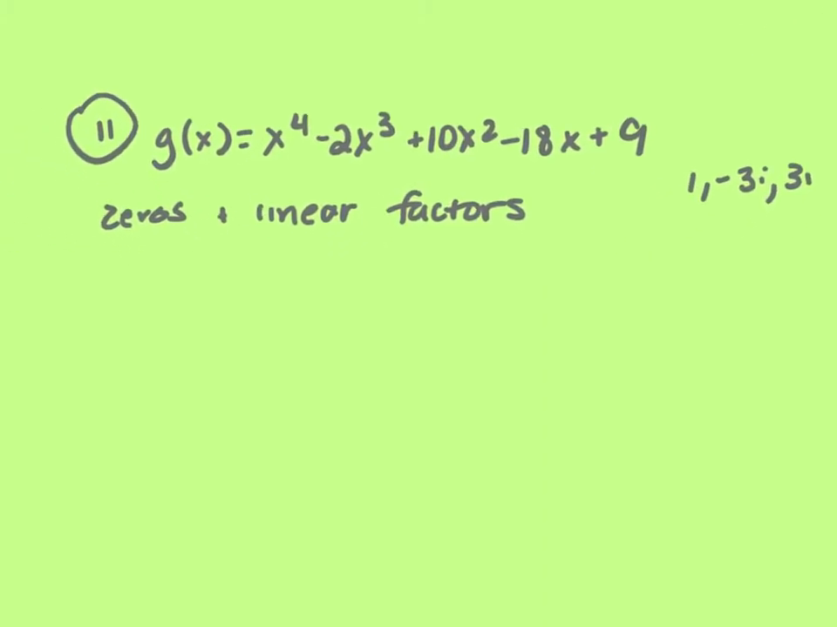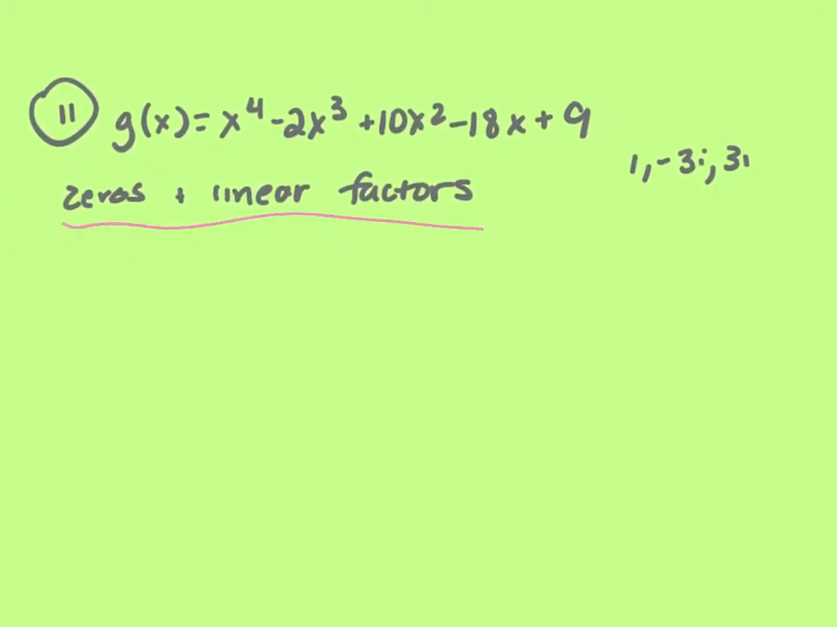11 gave you this. It asked you for the linear factors, right? So I got to figure out the possibles first. This would be 1. This is 1, 3, and 9. So plus and minus 1, 3, and 9.